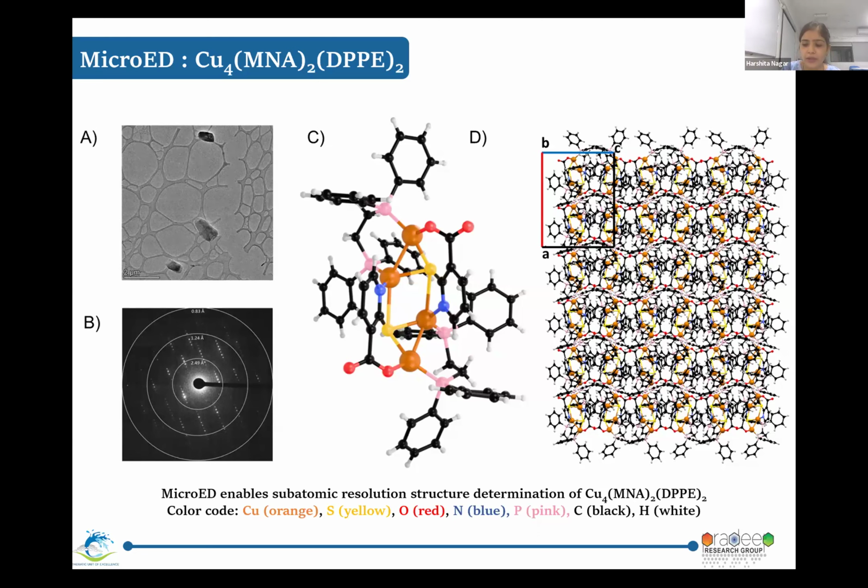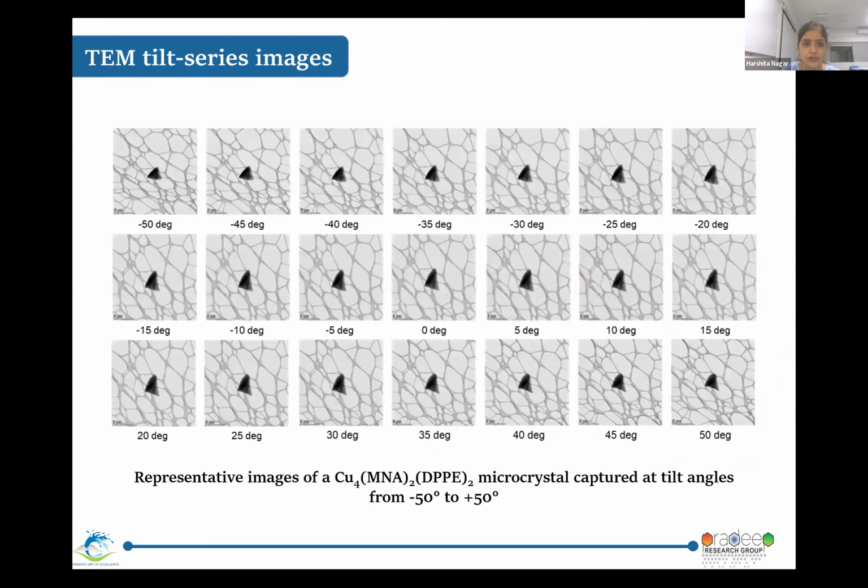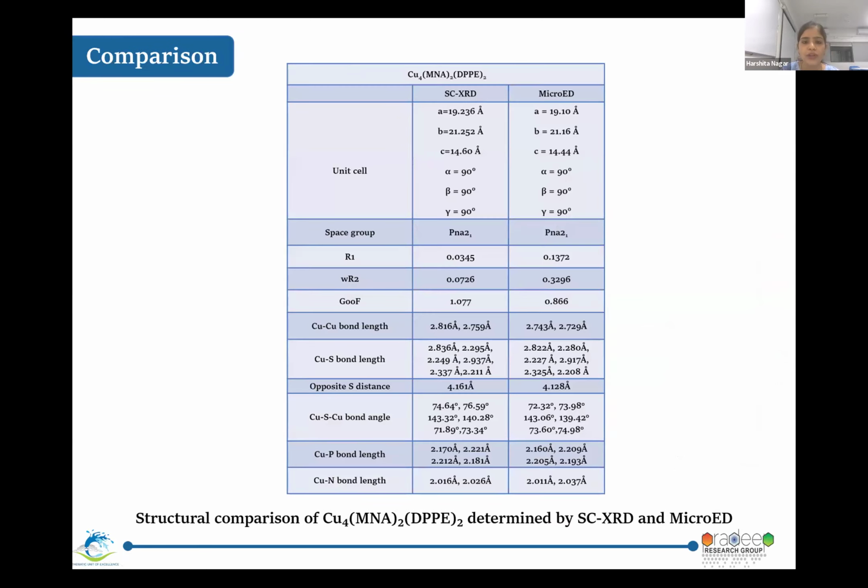And as I've mentioned, we have to rotate the stage through various angles. So this is the TEM tilt series of images of this copper 4 MNA2 nanocluster captured at different tilt angles from minus 50 degrees to plus 50 degrees, in steps of 5 degrees. So this was the first example which we took. Now we compared the micro-ED results, like the unit cell parameters and space group, with those already reported from single crystal XRD, and they were found to be very similar. From this we can see the reliability of the micro-ED technique for our type of system.